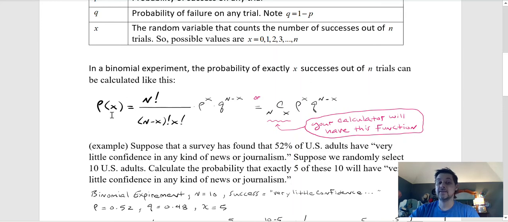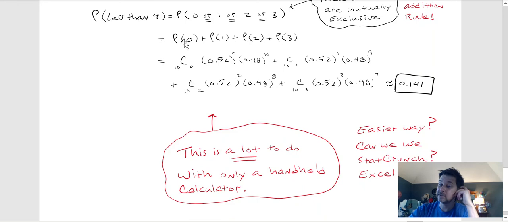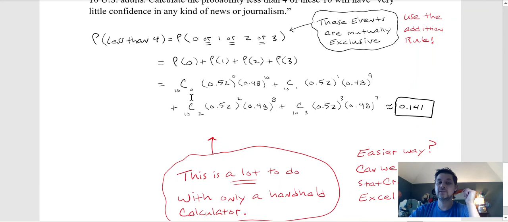The probability of X successes in N trials is N C X, sometimes read N choose X, P to the X power, Q to the N minus X. So when I do the probability of 0 out of the 10 people feeling that way, that would be 10 choose 0, 0.52 to the 0 power, 0.48 to the 10th power, plus 10 choose 1, the probability of 1 out of the 10 people having very little confidence in any kind of news, times 0.52 to the first power, 0.48 to the 9th power. Anyway, so then there's the rest of them.